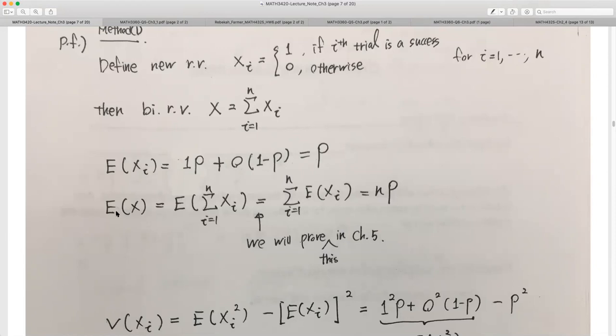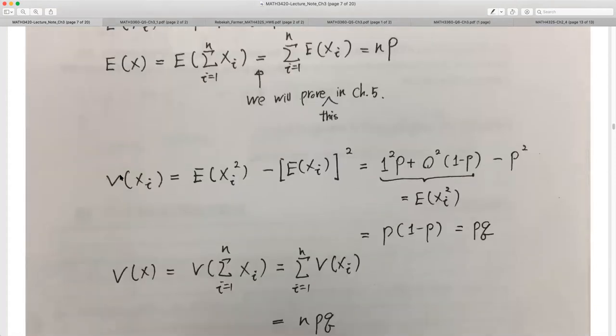So we got p. E of x is going to be E of the sum of x sub i, and E of the sum of x sub i is equal to the sum of E of x sub i. We'll prove this in chapter 5: the expected value of the sum of random variables is equal to the sum of the expected values of each random variable. So E of x is going to be n times p. That's why the expected value of the binomial random variable is n times p.